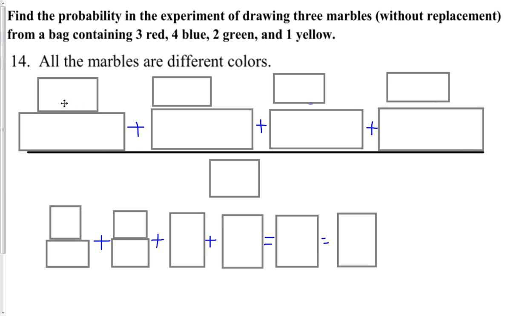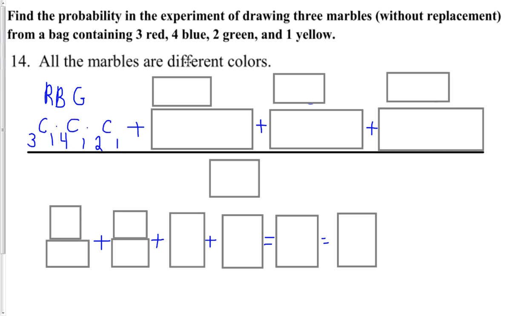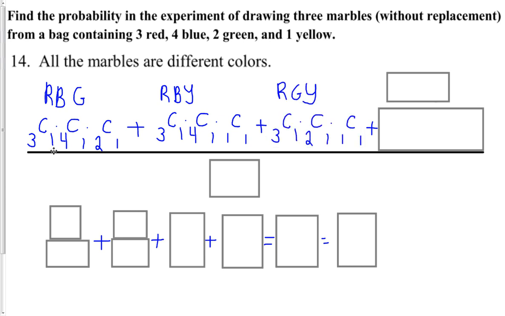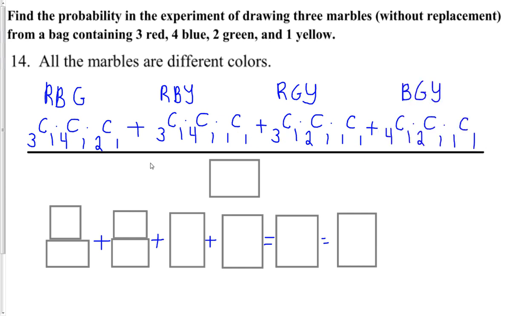So what's the probability of red, blue, green? Well, 3 choose 1, 4 choose 1, 2 choose 1. Plus the probability of red, blue, yellow: 3 choose 1, 4 choose 1, 1 choose 1. Plus red, green, yellow: 3 choose 1, 2 choose 1, 1 choose 1. And in general, these are going to be 3, 4, 2; 3, 4, 1; 3, 2, 1, right? That's basically what's going on here, but this is the math behind it.